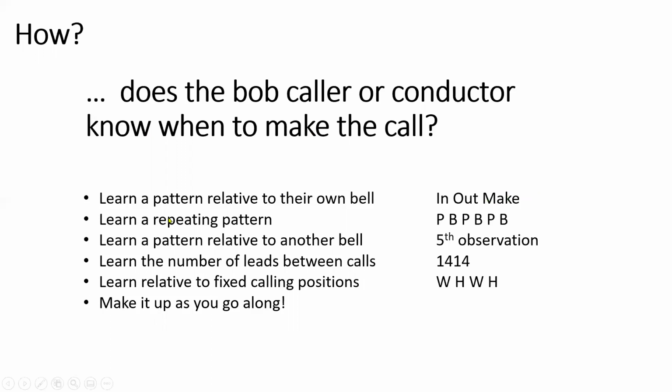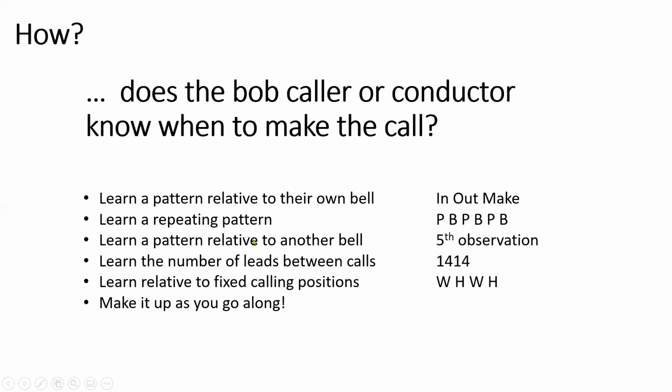Another method of knowing a touch is to learn a repeating pattern. And here's an example of a repeating pattern that works for both plain bob doubles and plain bob minor. Plain lead, bob lead, repeated 3 times. So plain, bob, plain, bob, plain, bob. 6 leads that will come round. Any pattern actually will come round. Might not be true. You might not know how long it is, but calling a repeating pattern is a safe bet.